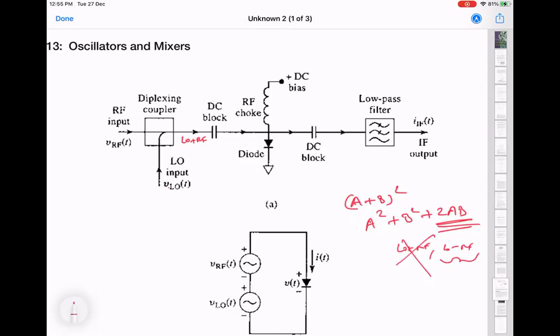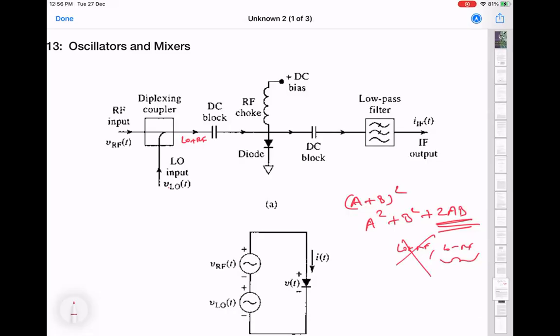There are some other details: this diode has to be biased with a DC signal to put it in the nonlinear regime, and that's why you have a DC bias here. And then there is this inductor, which is called the RF choke. The purpose of this inductor is to provide a high impedance path towards the DC bias for the high frequency signals. So it's essentially like a low pass filter. High frequency signals cannot go into the DC bias. This is to maintain the impedances in the high frequency regime.